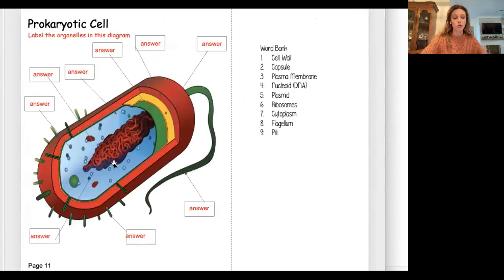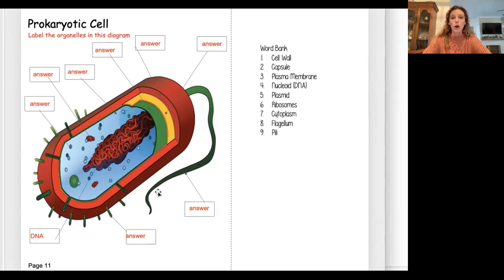We're going to label this prokaryotic cell. Pro sounds like "no." No what? No nucleus. Because it's a prokaryotic cell and it doesn't have a nucleus, what is the DNA? DNA is also called a nucleoid in prokaryotic cells. I just want you to write DNA. That's fine. So where's my DNA? It's this big red fuzzy yarn ball that's in the middle. So I'm changing this to DNA.